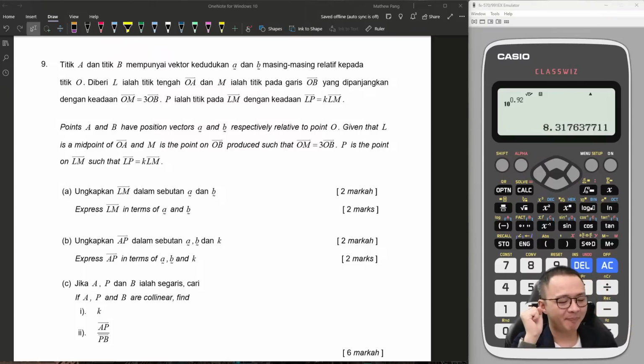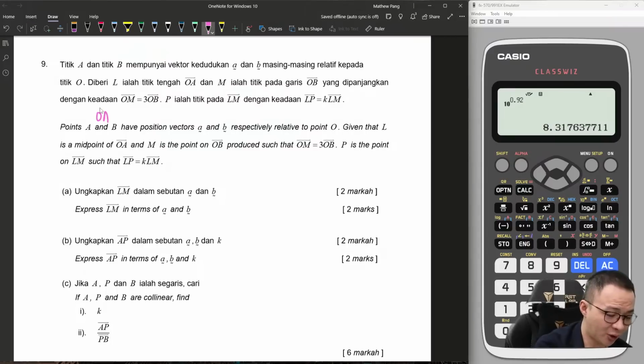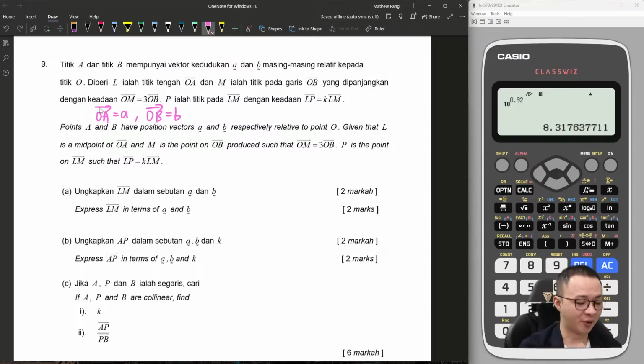Point A and point B has a position vector. So OA is A, OB is B. Whenever position vector must always start from origin, and they'll say relative to O. But you must be careful. Sometimes in the exam they can trap you. They say relative to the point P, for example. Then this one is called PA equals A, PB equals B. Whatever relative, that one means is the origin. But most of the time they won't trap you. They will just be very nice, relative to the point O.